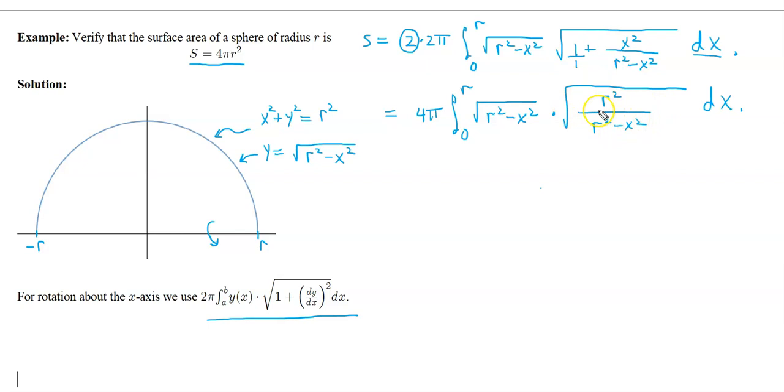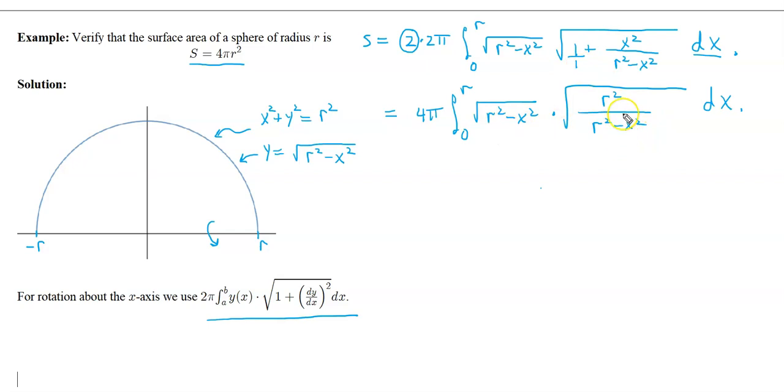Notice that the r squared over r squared minus x squared term came from cross multiplying the term underneath the square root up here, or finding a common denominator, replacing 1 and 1 with r squared minus x squared over r squared minus x squared.